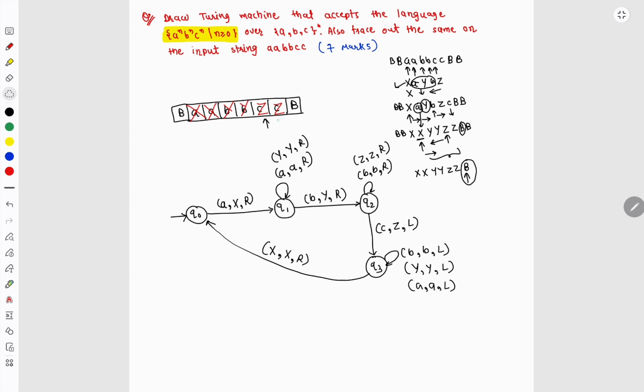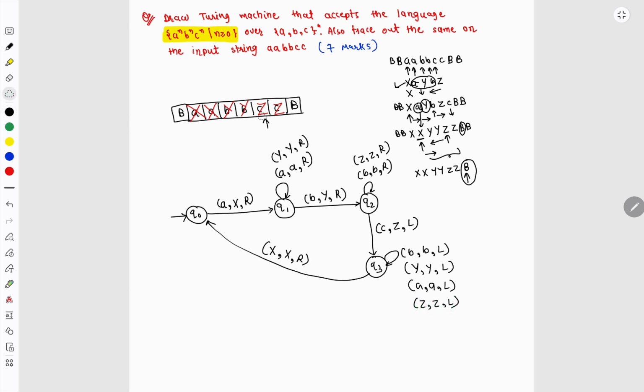Now after converting that small c into capital Z, we are at the Q3 state. Now we need to move towards the left hand side until we get the capital X. Till then, all these letters would stay as they are, no change. So if we give Q3 state again capital Z, we need to keep that capital Z as it is and move towards the left hand side.